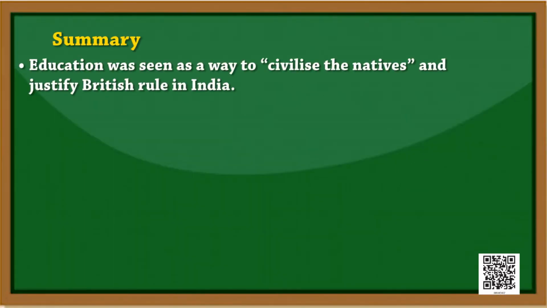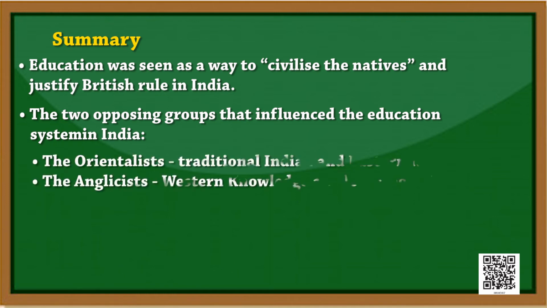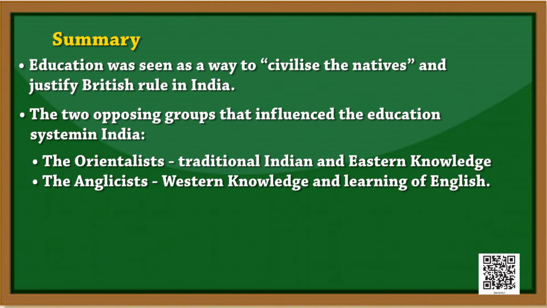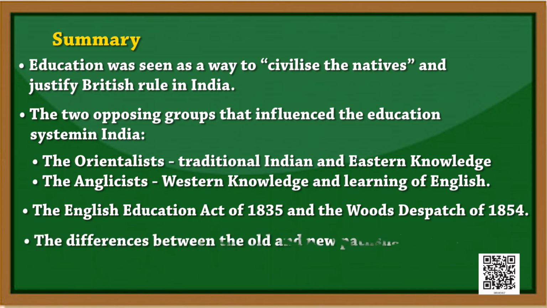In this lesson, we have learned the ideas and practices of education in India during the British rule. We saw how education was seen as a way to civilize the natives and justify the British rule in India. We discussed the two opposing groups that influenced the education system in India: the Orientalists, who favored traditional Indian and Eastern knowledge, and the Anglicists, who favored Western knowledge and learning of English. We discussed the English Education Act of 1835 and the Wood's Despatch in 1854. We also discussed the old and new Pathshala system and their differences.